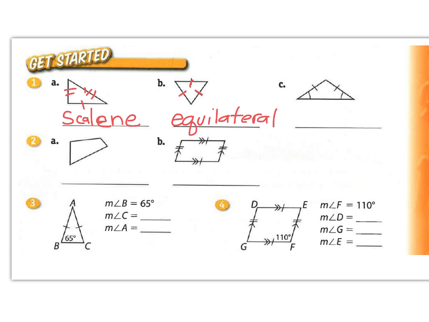In part C, we can see that 2 of the sides have that 1 line. That means that they're congruent. So this is an isosceles triangle. Down here, letter A for number 2, we have 1, 2, 3, 4 sides. None of them are equal. This is a quadrilateral. It has 4 sides.